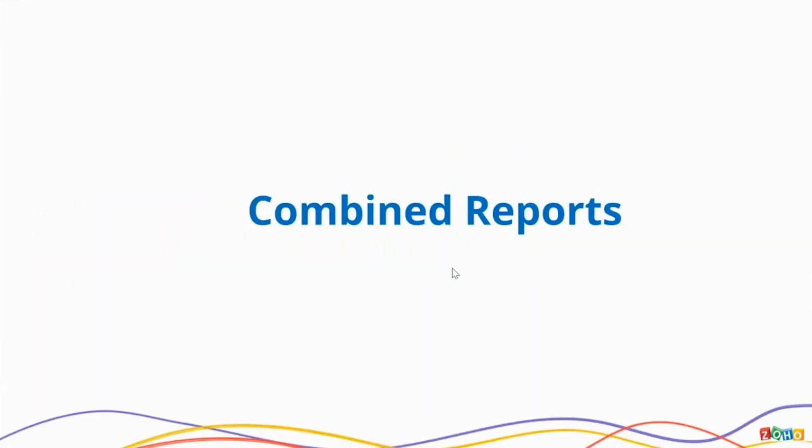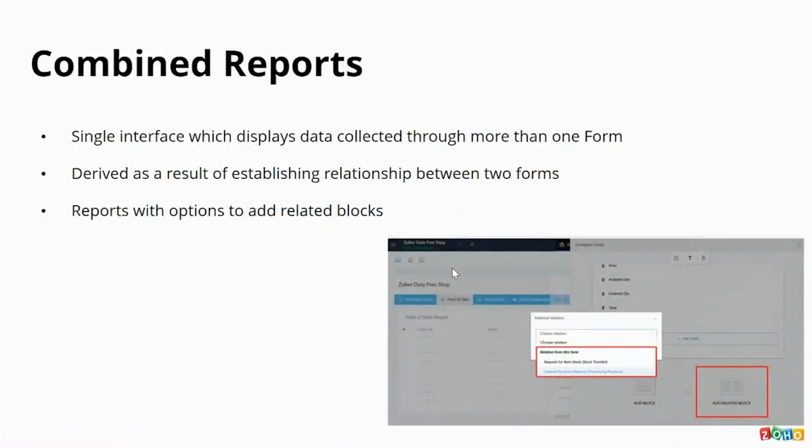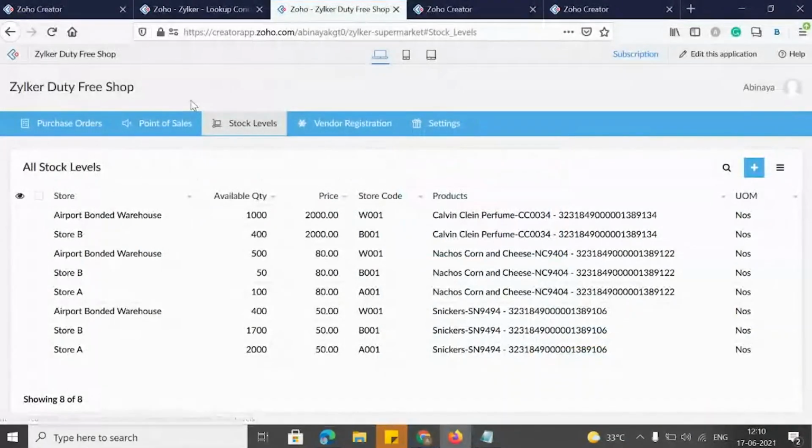So coming to the combined report concept. Taking the advantage of establishing the relationship using the lookup and subform concepts, we can have a single interface which can display the data that's been collected through more than one form. So this is derived as a result of establishing relationship between two forms. And this would have the option to add the related blocks. So within a form, if you have established relationship with other forms, you can get into reports and add the related blocks as well. So let's quickly get into the reports and see how the blocks are being added.